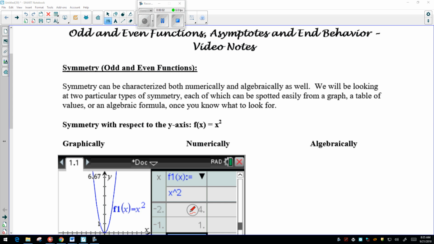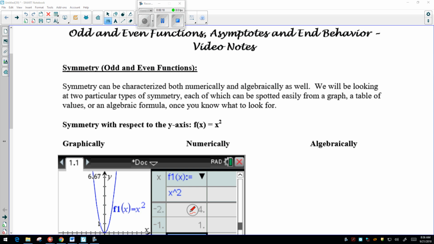Okay, so today we are talking about some odd and even functions, some asymptotes, and some end behaviors of functions. So the first thing we're looking at is odd and even functions. Sometimes you'll hear it referred to as symmetry.